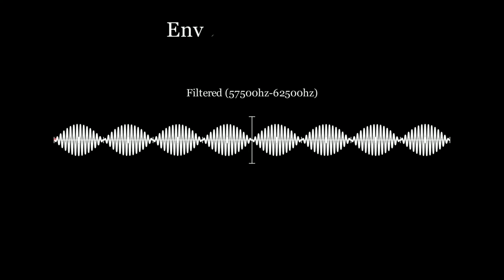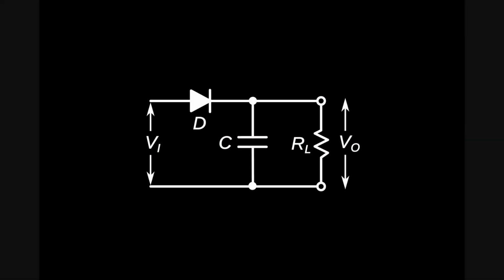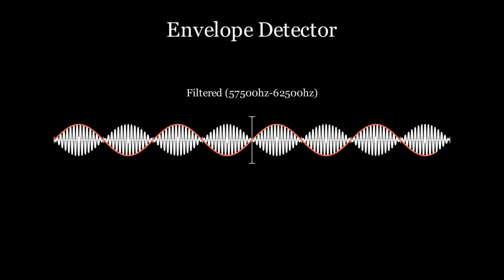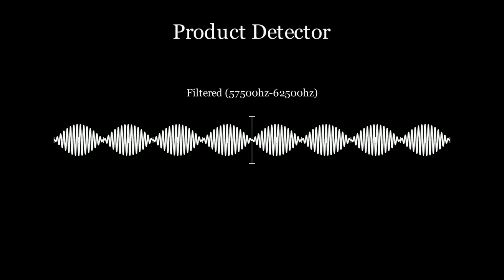The simpler method is called an envelope detector, which is a simple circuit often consisting of a diode and capacitor, which simply traces the peaks of the AM wave. It's often deemed a close enough approximation for high carrier frequencies. However, there's a much more elegant method called a product detector, which makes use of an important trig identity.